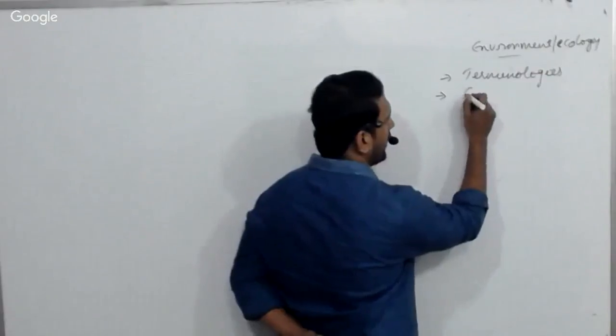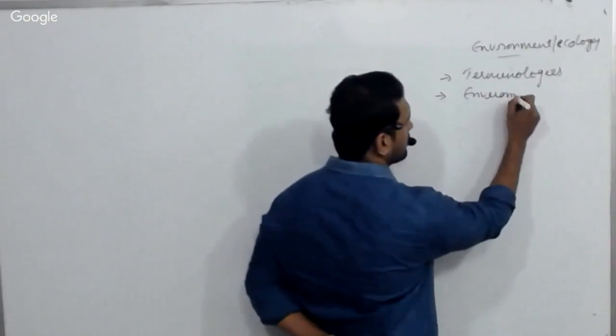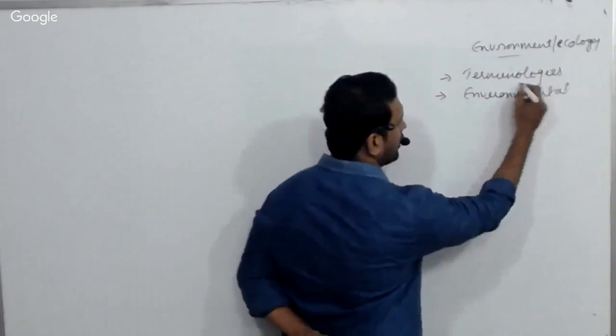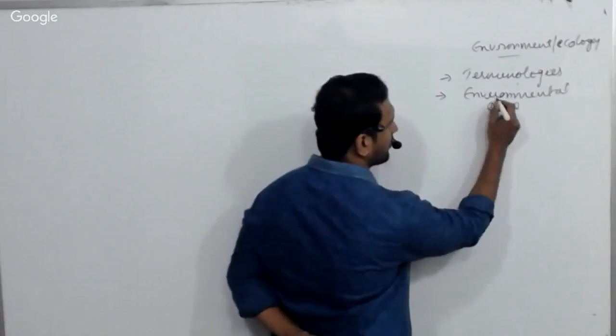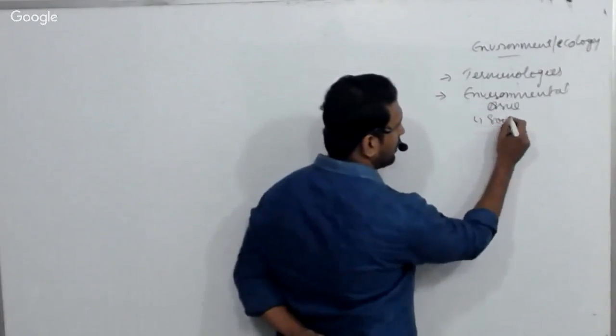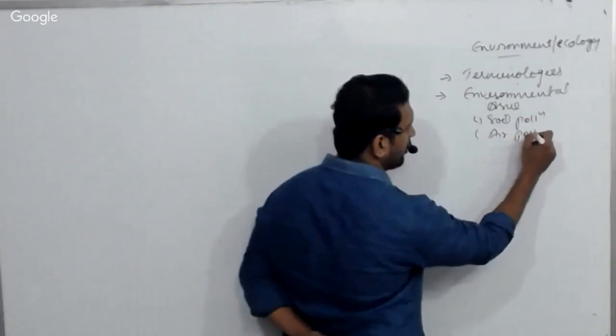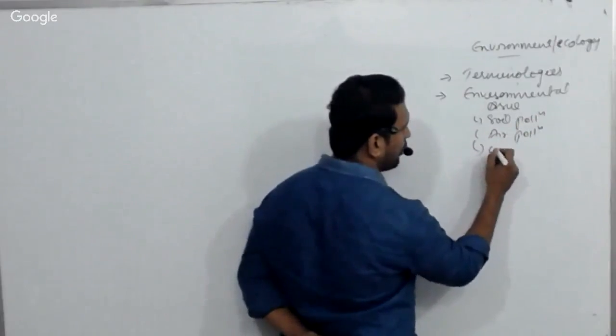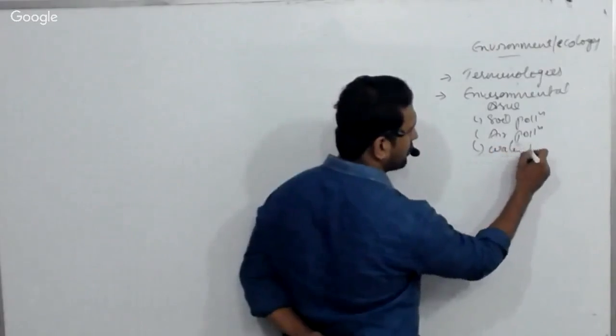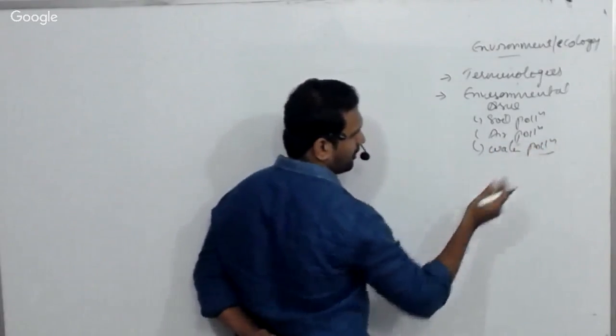Environmental issues, we will learn about them. Here we'll be learning about soil pollution, here we'll be learning about air pollution. All kinds of pollution we are learning about. What is water pollution? Noise pollution is not important for us.